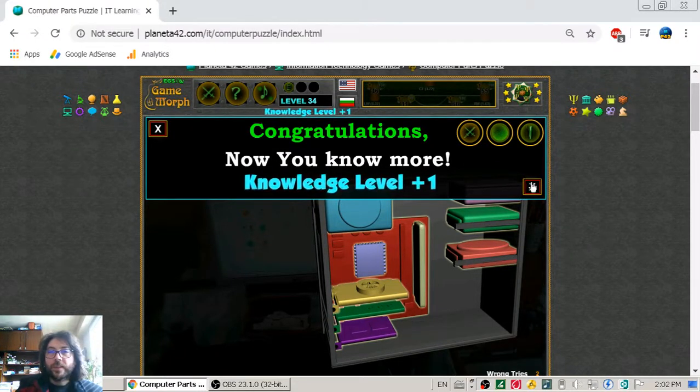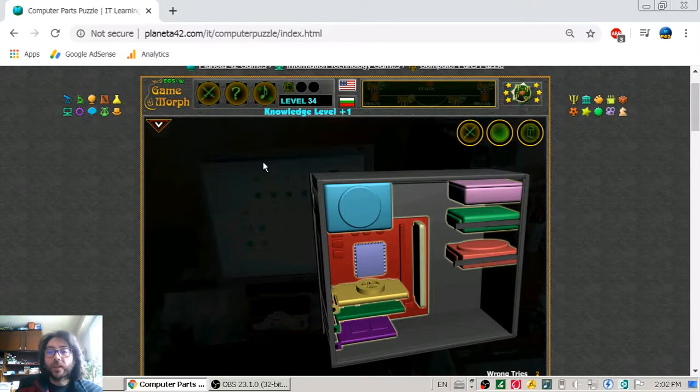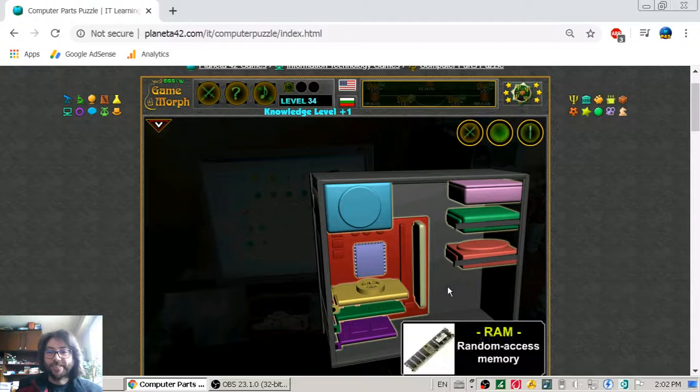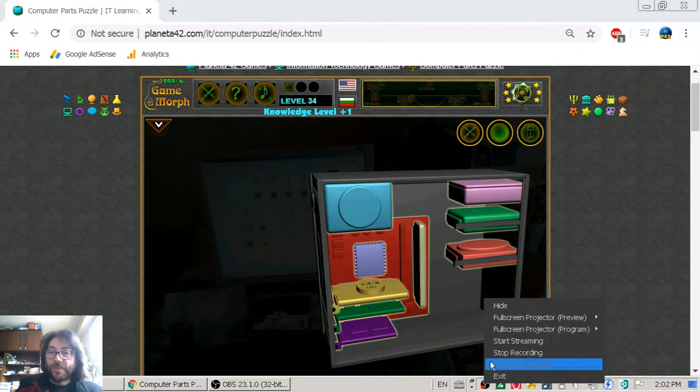And this is the game about the computer parts. I hope it has been interesting.